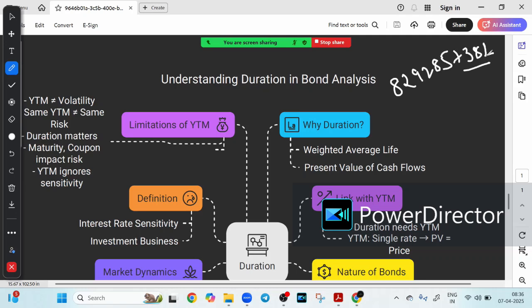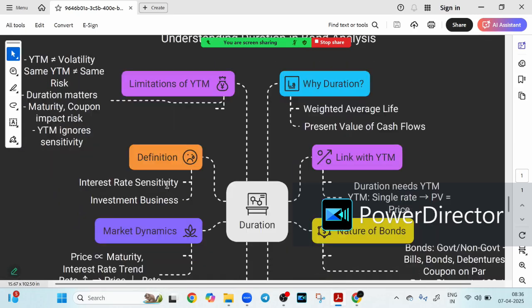Now friends, let's look at the next slide. So friends, we are diving into one of the most misunderstood yet powerful tools in bond analysis, that is called duration, right? So duration simply tells us one thing: how sensitive a bond is to interest rate change. That is what duration tells us. You see the definition here, right? The definition is quite simple.